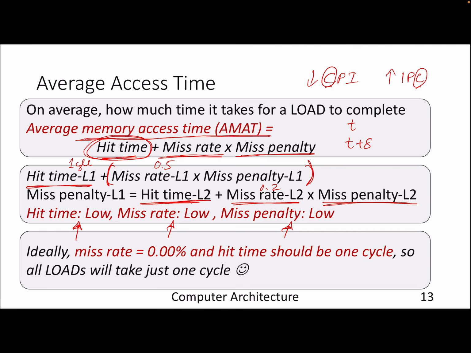So ideally, you should have a miss rate of 0.00%, right? Which means there is no miss penalty involved because there are no misses. Only the hit time is there, and let's assume your hit time is just 1 cycle. So that means for all your loads that are stuck in the memory stage, you will get the data in 1 cycle. But as we have already seen, that's not the case in a real system, and it can go up to 100 or thousands of cycles, right?